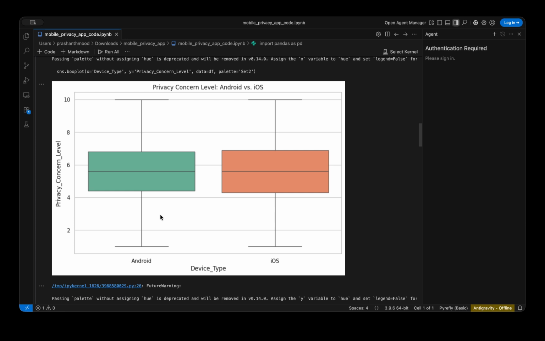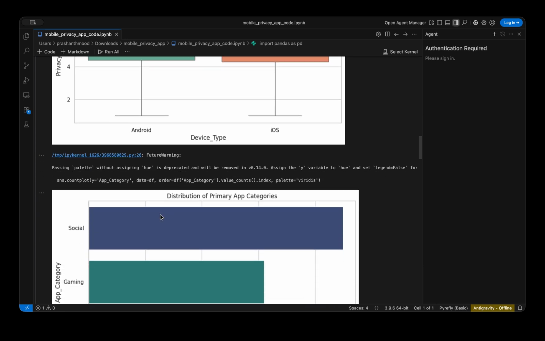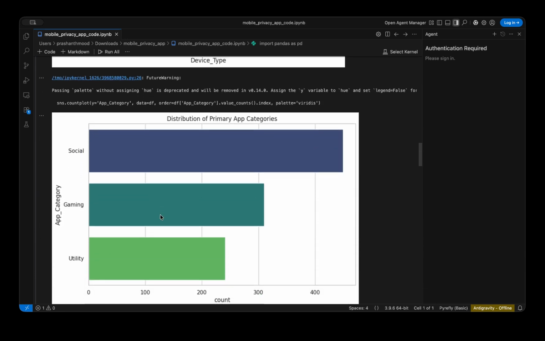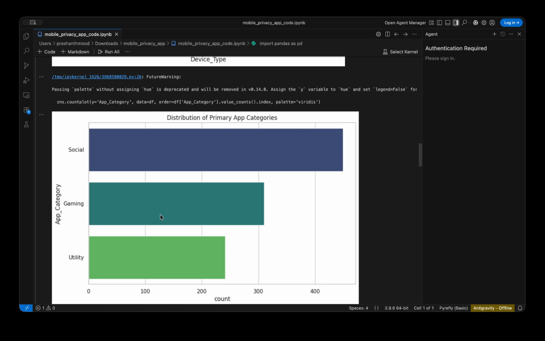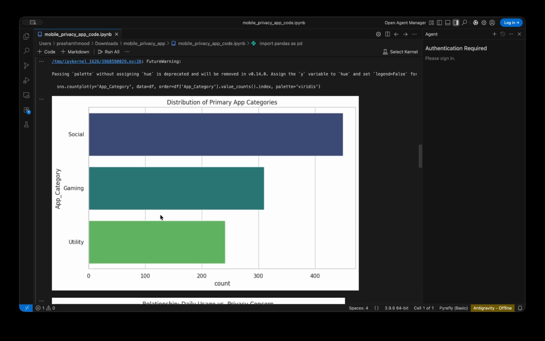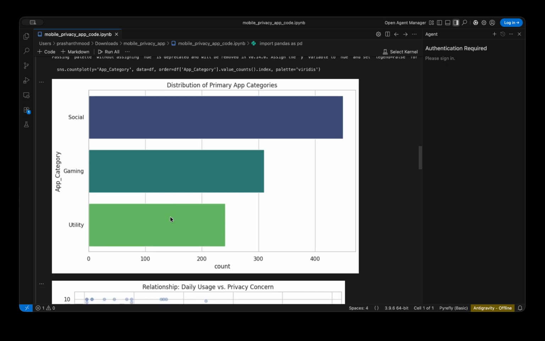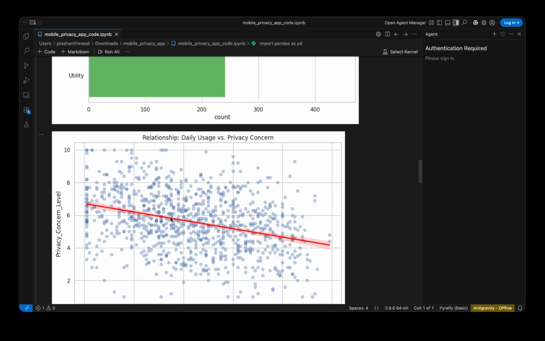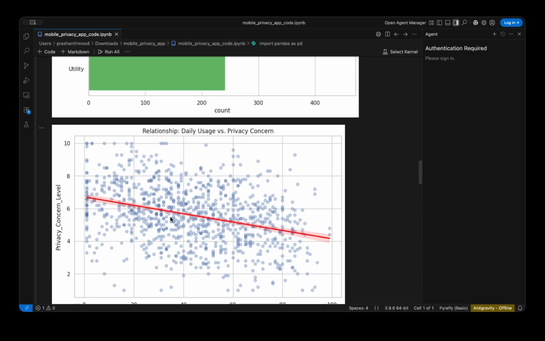The most popular app categories are social apps like Instagram, TikTok, and Snapchat at 45%, and gaming at 31%. Utility apps are at 24%. This tells us our dataset is dominated by social media users. On screen, if you see here, the privacy consent level histogram plus box plot, Android vs iOS.